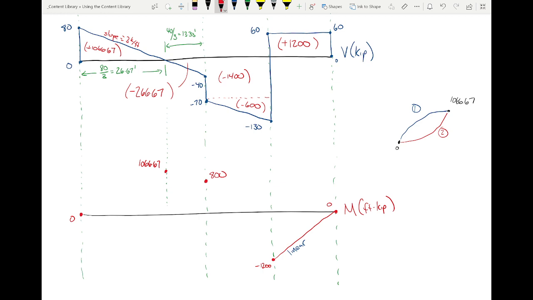Let me explain why. The shear diagram is the slope of the moment diagram. What we've got here is, watch this, everybody pay attention. We have a shear diagram from here to here that goes from 80 to 0. Does everybody see that? So that means the slope has to go from 80 to 0. Do you see that? So this is a parabola that has positive slope that goes to 0.